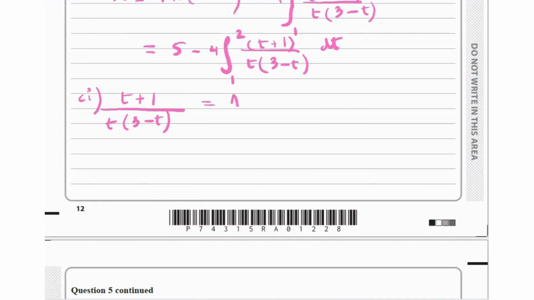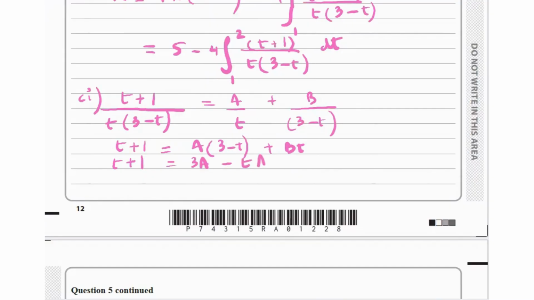It's going to be A over t plus B over 3 minus t. So we're going to cross multiply and get rid of fractions. So t plus 1 equals A times (3 minus t) plus B times t. Expand the bracket: 3A minus tA plus Bt. So coefficients of t on both sides will be put equal to each other and the constants will be put equal to each other.